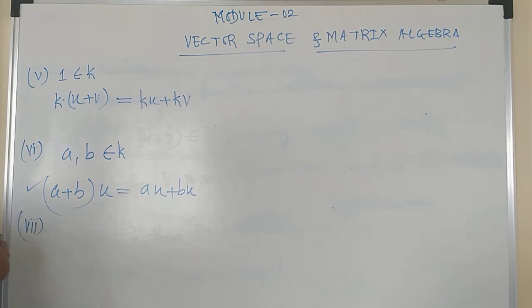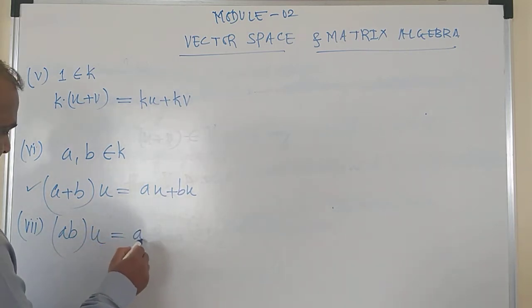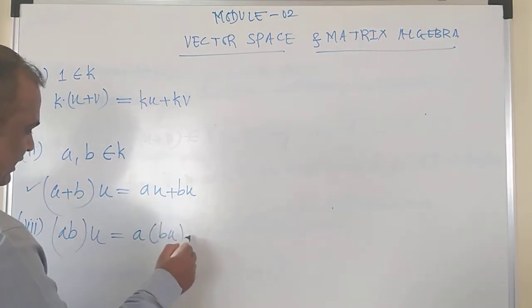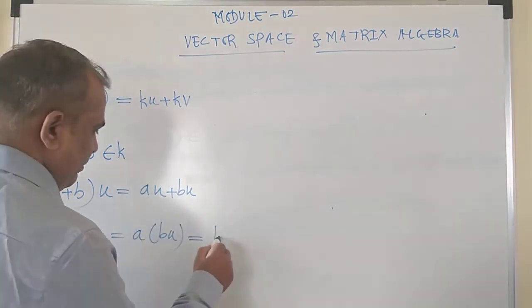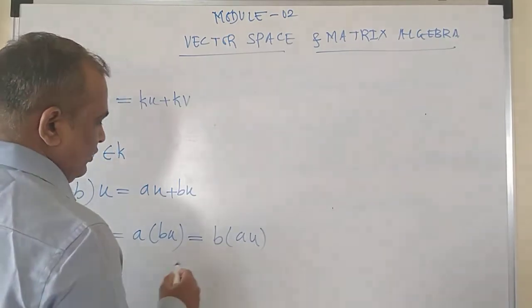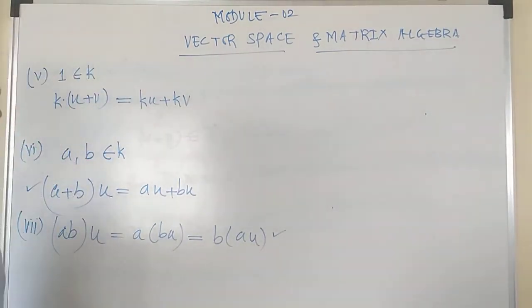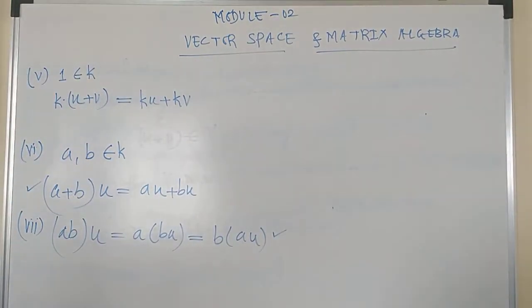The seventh axiom to be followed by the particular vector is, if the multiplication of two scalars ab into a particular vector u, if you are able to write this in the form of a into bu or b into au, right? These are simple algebraic rules only, but those must be followed by the vectors. If these are followed, then the given vector is said to be a vector space.